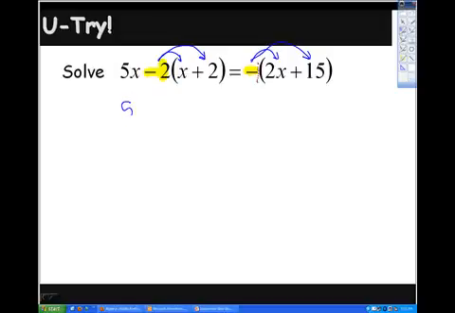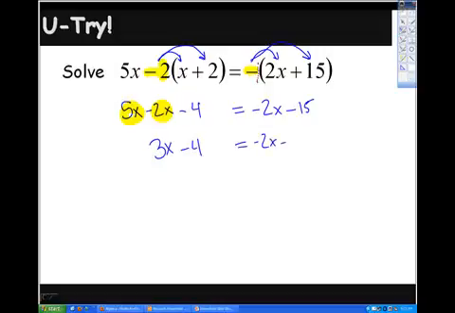So let's see. I have 5x. Negative 2 times x is negative 2x, and negative 2 times positive 2 is negative 4. That equals negative 1 times 2x is negative 2x, and negative 1 times 15 is negative 15. On the left, now I see that I have like terms that I need to combine, so I'm going to go ahead and do that next. 5x minus 2x is 3x, and then I have minus 4 equals negative 2x minus 15.